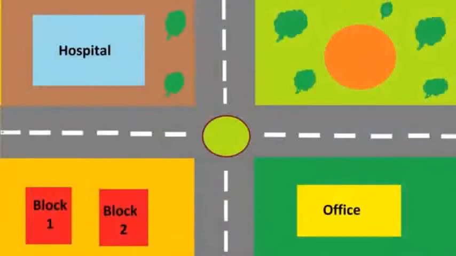Here is the image which we created using the Paint program. Now in this image we have got objects such as hospital, temple, house named block 1, block 2, office and a circle. This many objects we have.